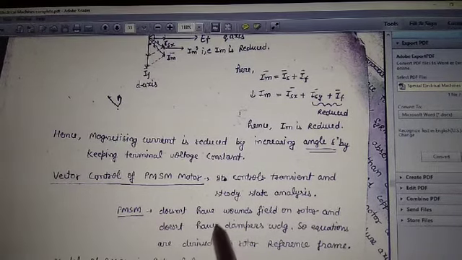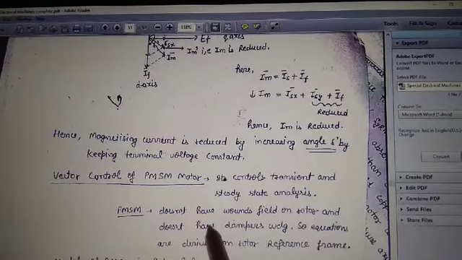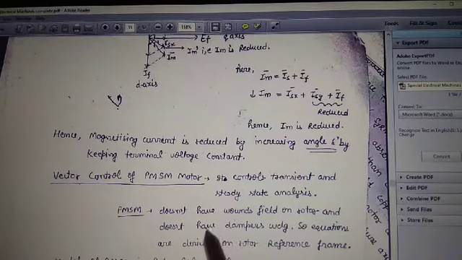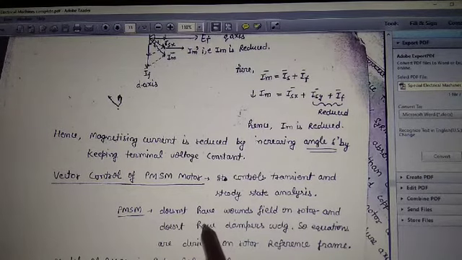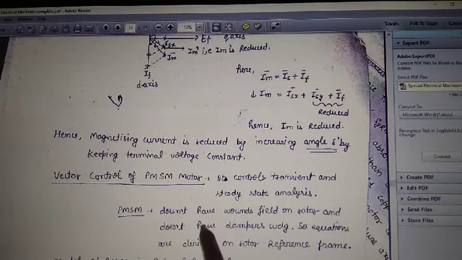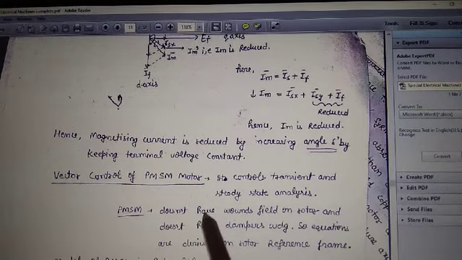Okay, this is the steady state analysis. For the dynamic state analysis, we go for vector control of the PMSM motor. In the next lecture we will discuss dynamic state analysis.